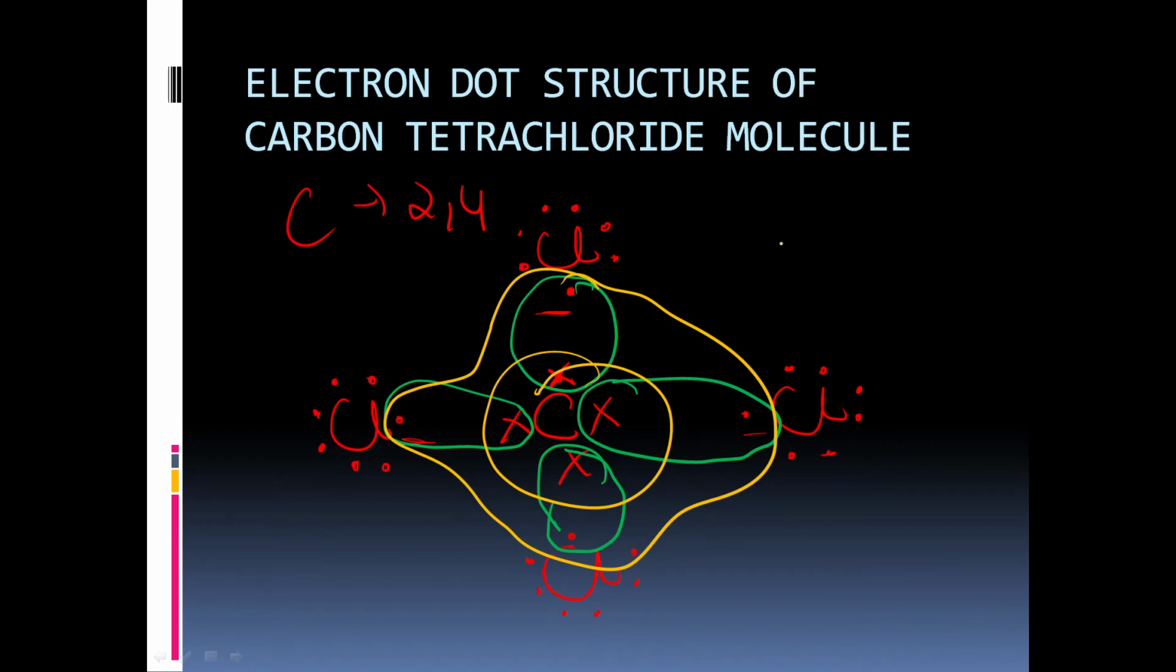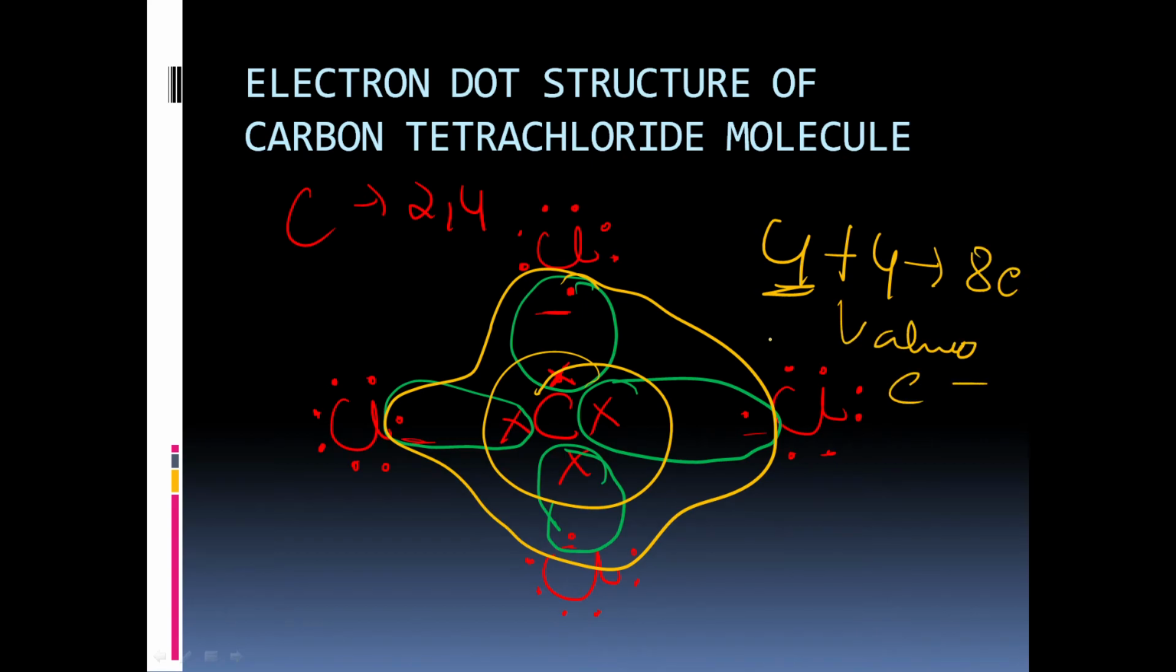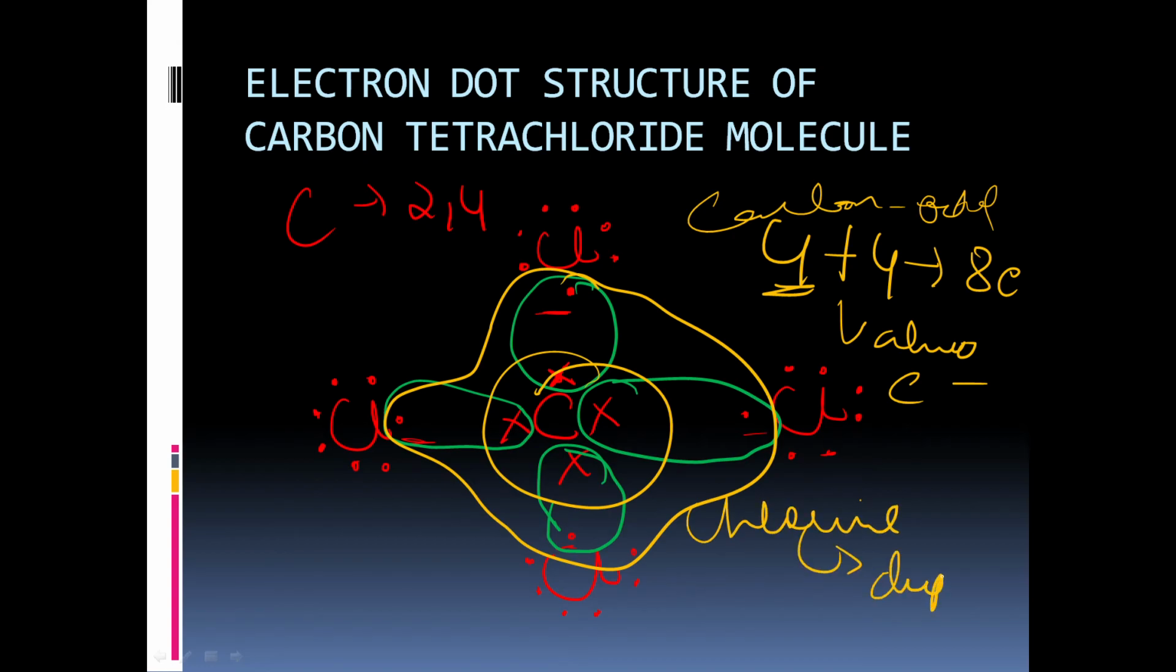So 4 of carbon, 4 of chlorine, so how many electrons are there? 8 valence electrons, and that was what was needed, right? So this way the octet of carbon is complete, and the duplet of chlorine is also complete. Correct? I hope this thing is very much clear to you.